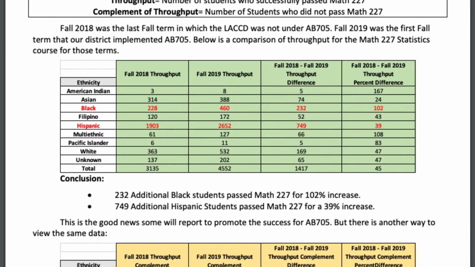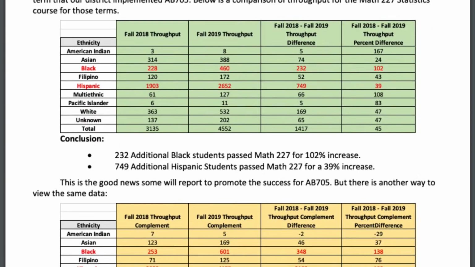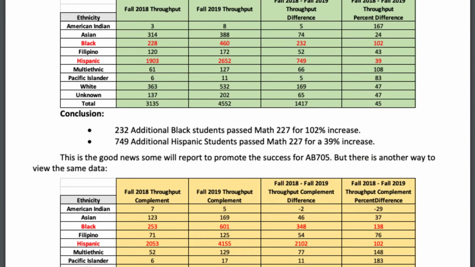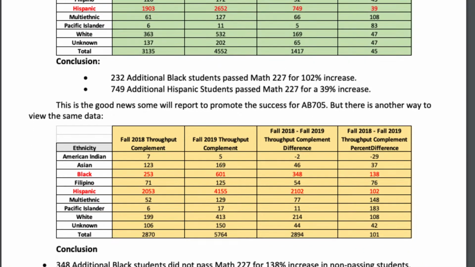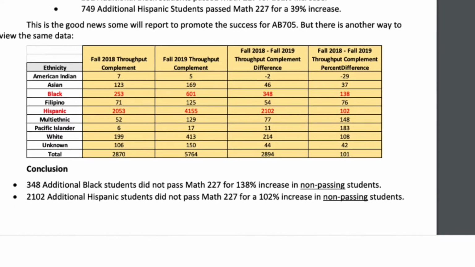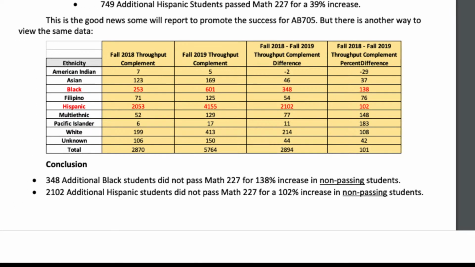Now, I did talk about this in my video already, but what I want to share with you guys is they talk about what's called throughput. They got a lot more students through. So let me share some of this detail. They're saying our bill is successful because we got more people through. And they did.